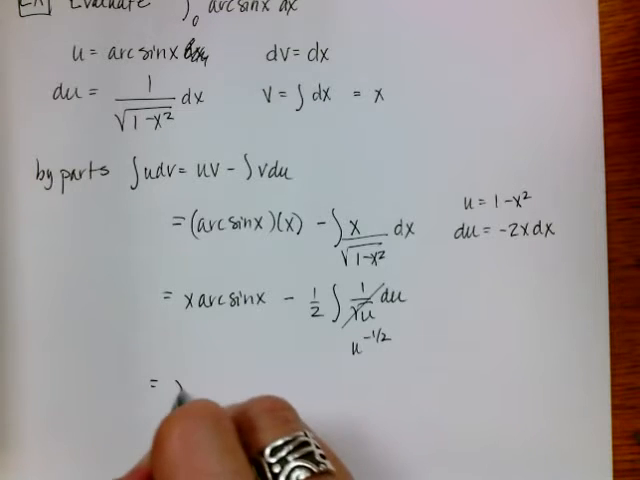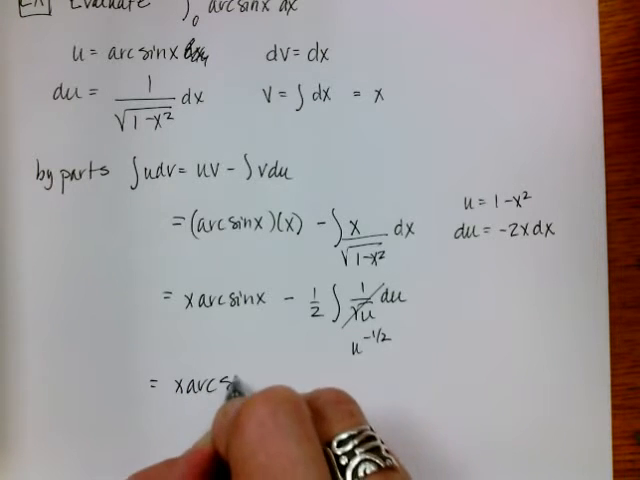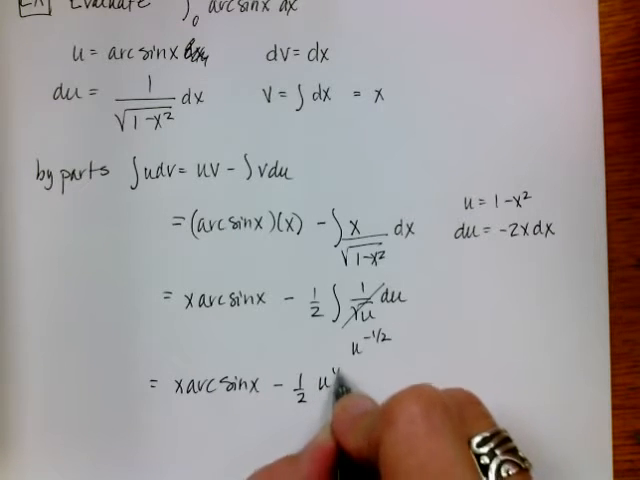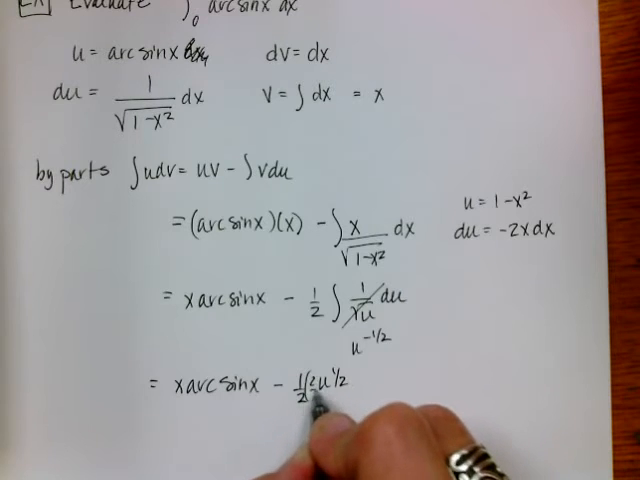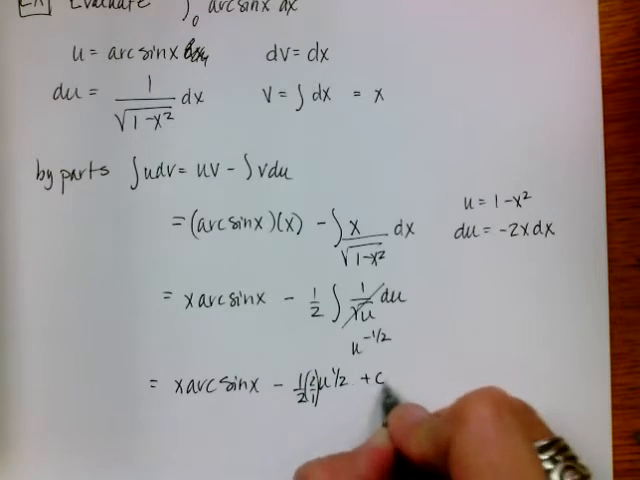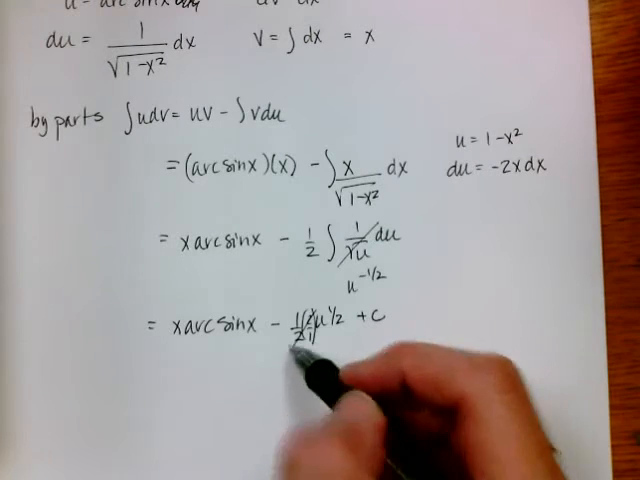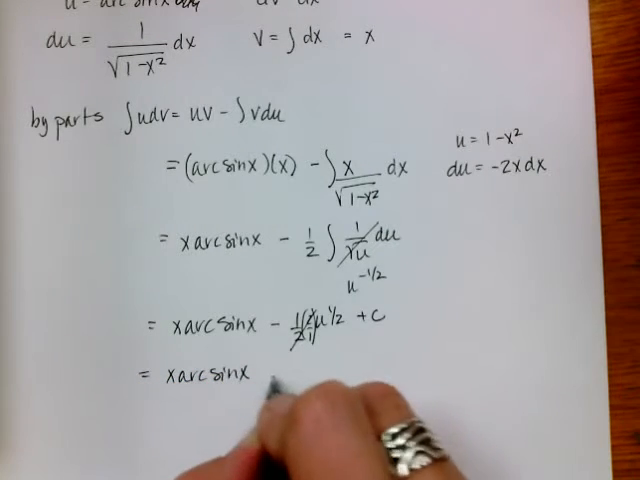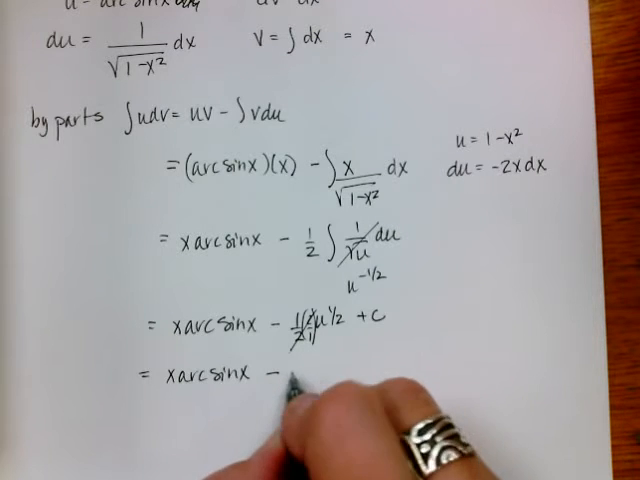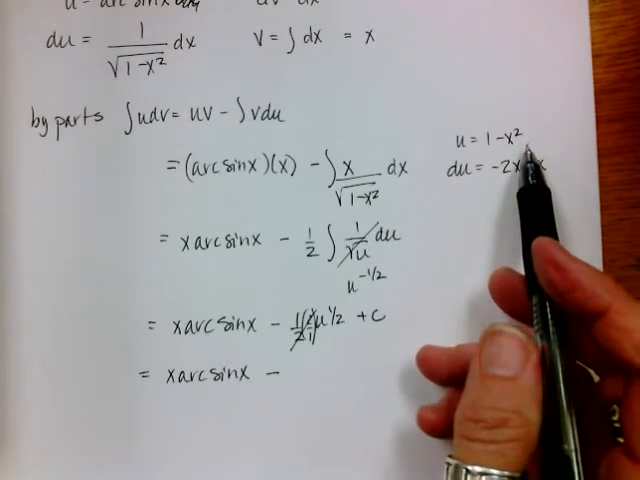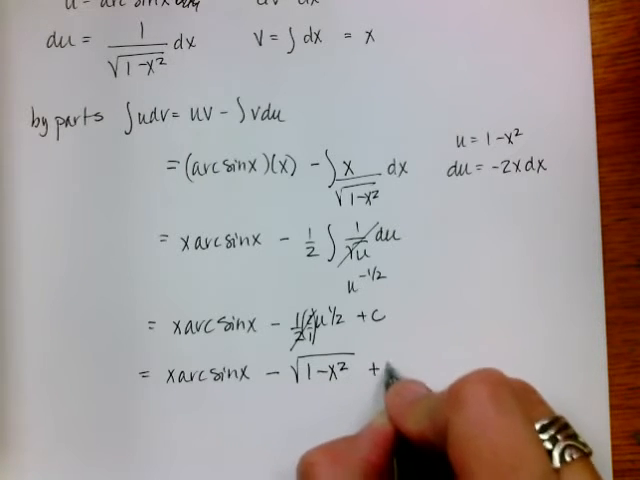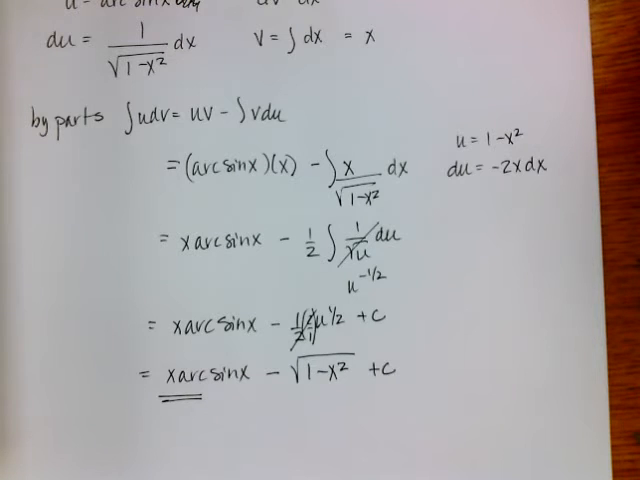So then this becomes x arc sine of x minus 1/2, and then I have u to the positive 1/2, and then I'm going to squeeze my 2 over 1 in there. There's my c, okay? Those two cancel. Substitute my u: arc sine of x minus, where'd u go? It's right here, my 1 minus x squared to the 1/2, minus 1 minus x squared, plus c. So I did have a lot of u's in there, but you do need to be careful.